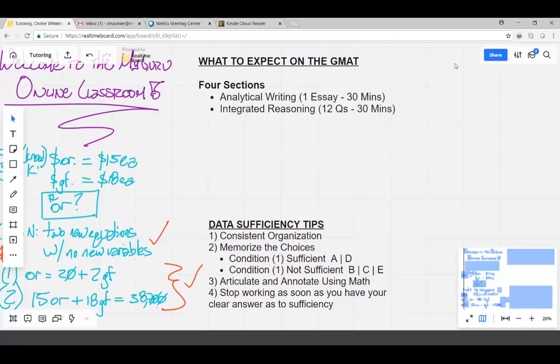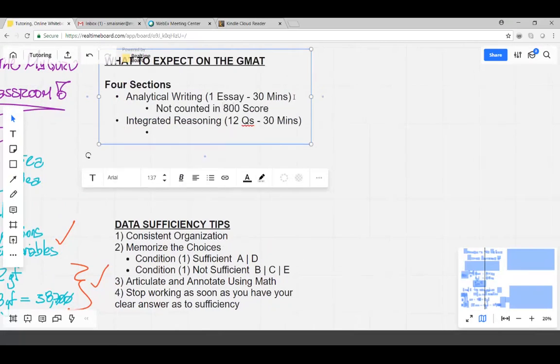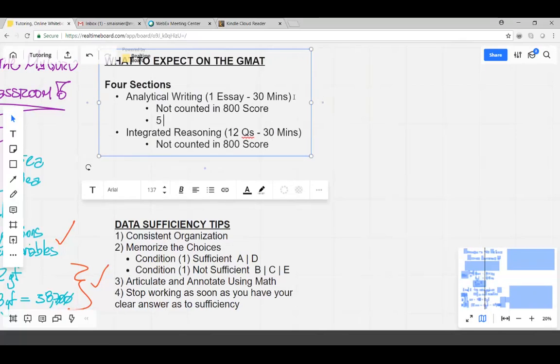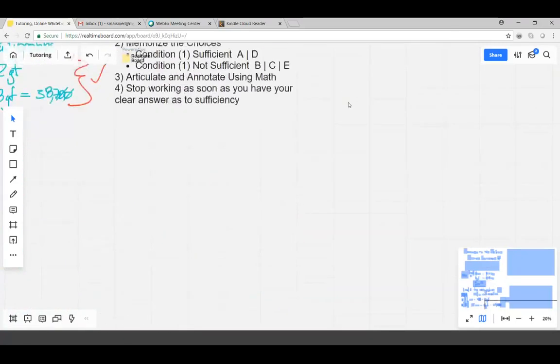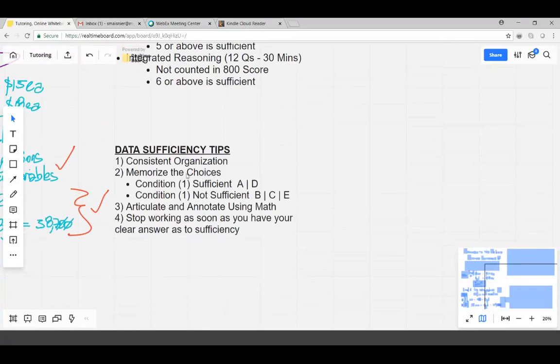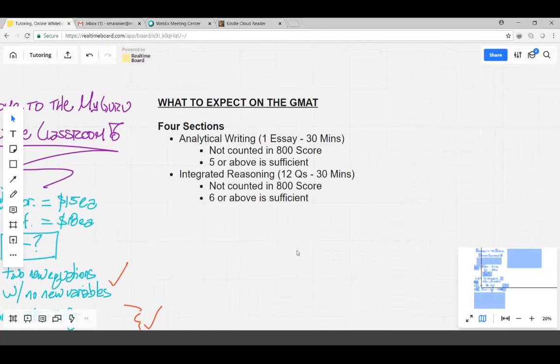Now, these I lovingly refer to as the vestigial tails of the exam, because neither of these items are counted in the 800 score. They are scored independently, and they largely are just a secondary concern. So when it comes to these 2 pieces, generally a 5 or above is sufficient, to steal a term from moments ago, and generally 6 or above is sufficient, unless whatever schools you're applying to give you different guidance, that should be sufficient for the average GMAT taker.